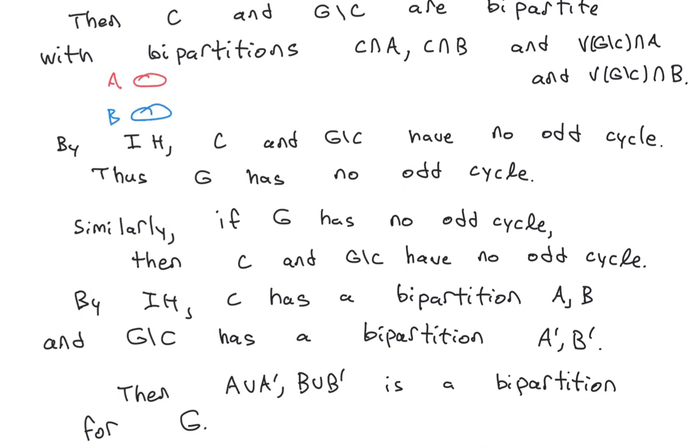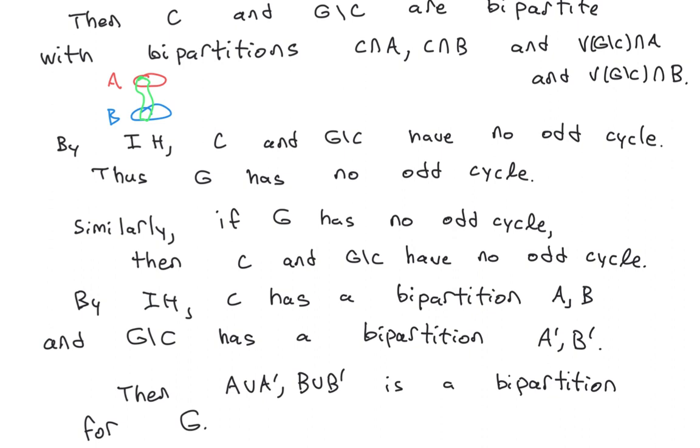Then the point is that C goes somewhere between these two. And so if you restrict A to C and B to C, you're going to get a bipartition of C. Similarly, if you restrict the vertices of the complementary subgraph with respect to A and B, you're also going to get a bipartition.